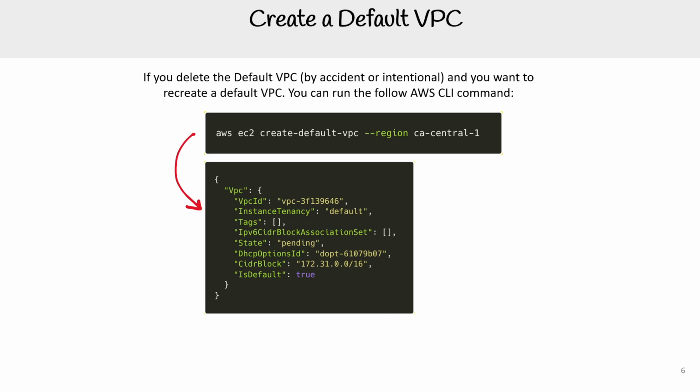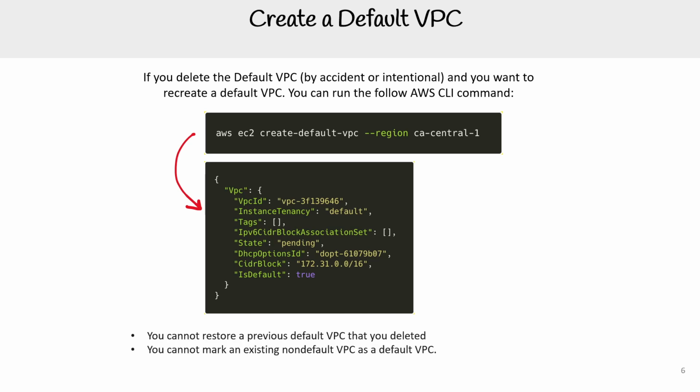Some other things I found out while playing around and discovering some stuff. You cannot restore a previous default VPC that you've deleted. You cannot mark an existing non-default VPC as a default VPC. If you already have a default VPC in the region, you cannot create another one. There can only be one, just like the movie Highlander.